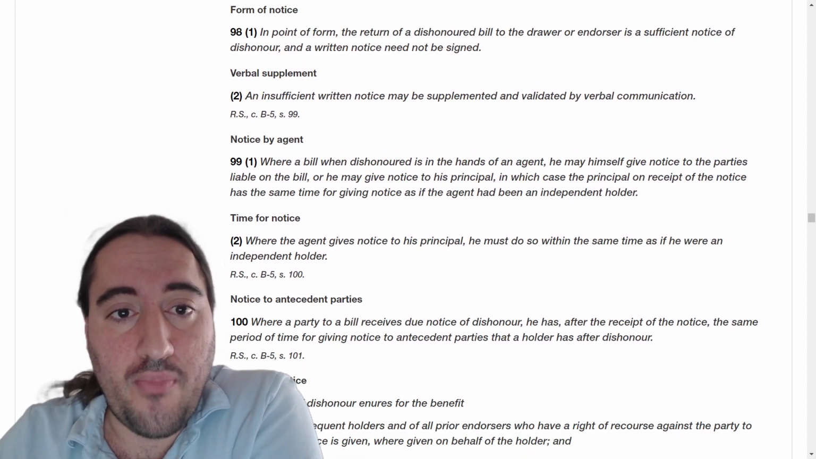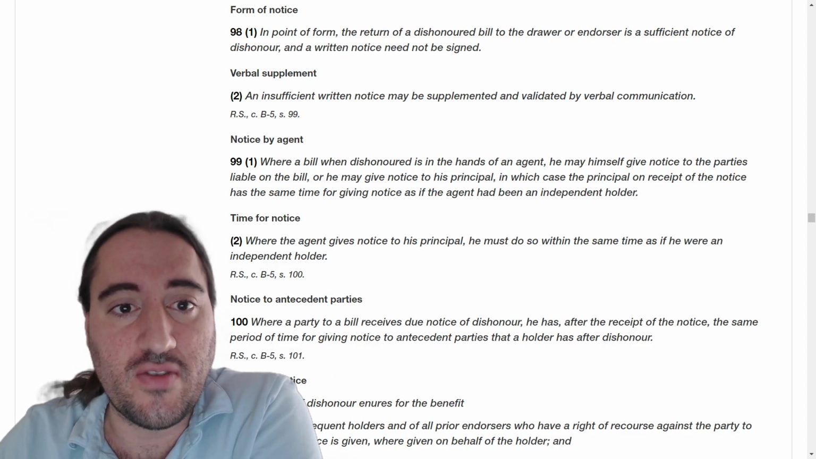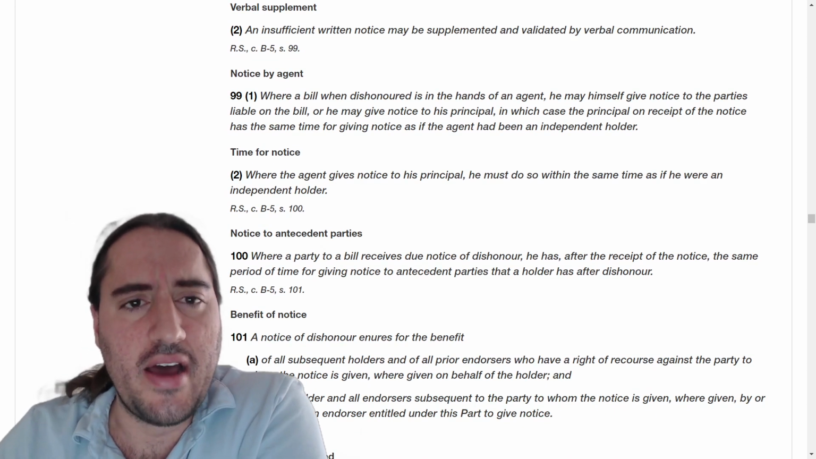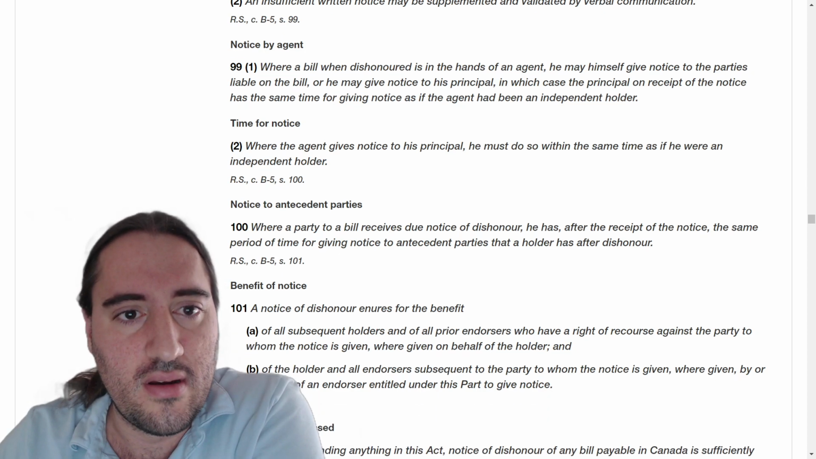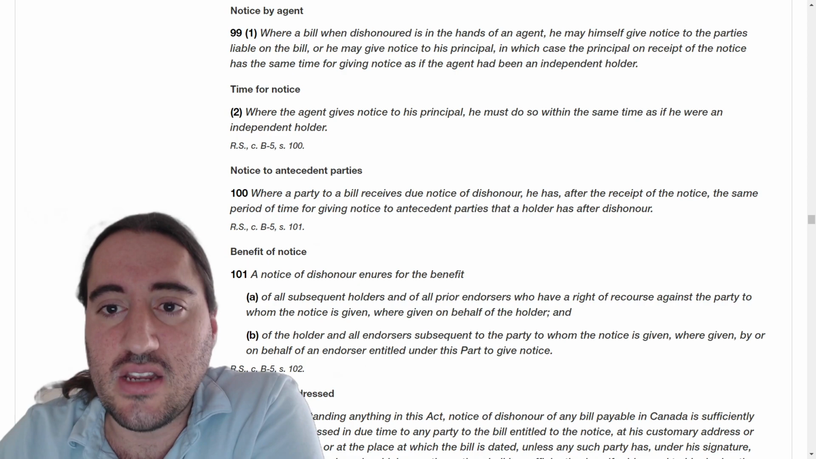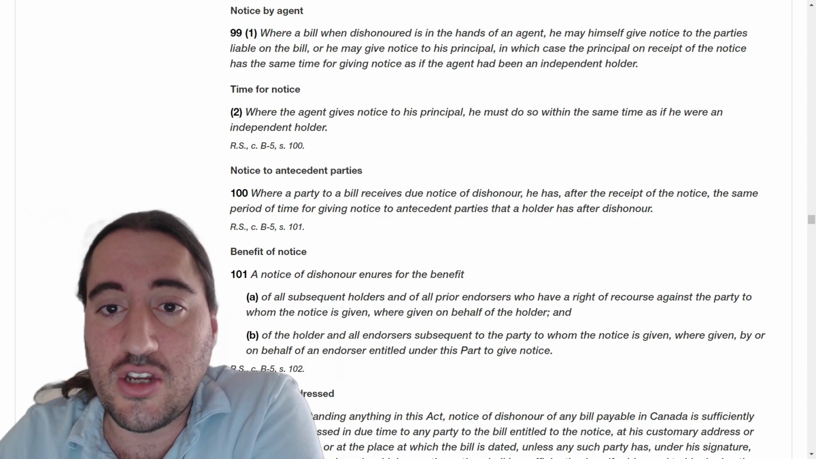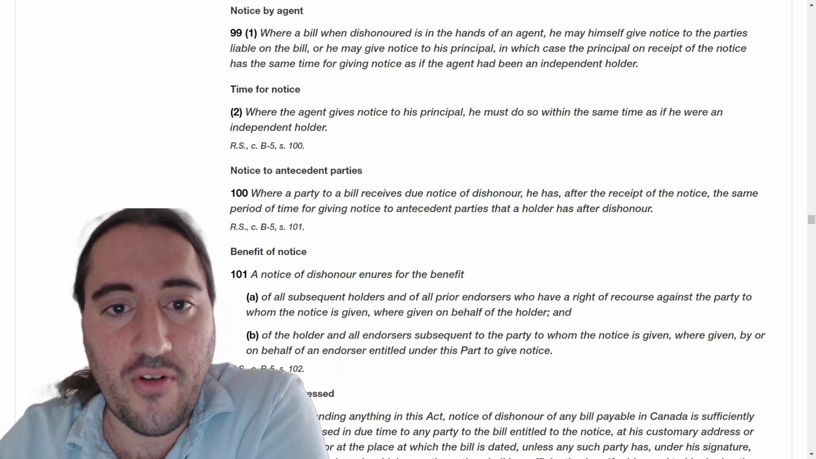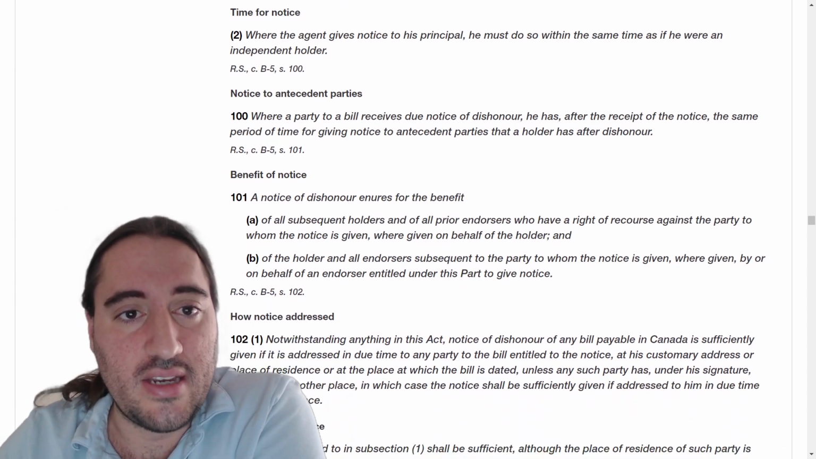Form of notice. In point of form, the return of a dishonored bill to the drawer or endorser is a sufficient notice of dishonor, and a written notice need not be signed. Verbal supplement. An insufficient written notice may be supplemented and validated by verbal communication. Okay, notice by agent. Where a bill, when dishonored, is in the hands of an agent, he may himself give notice to the parties liable on the bill, or he may give notice to his principal, in which case the principal on receipt of the notice has the same time for giving notice as if the agent had been an independent holder.